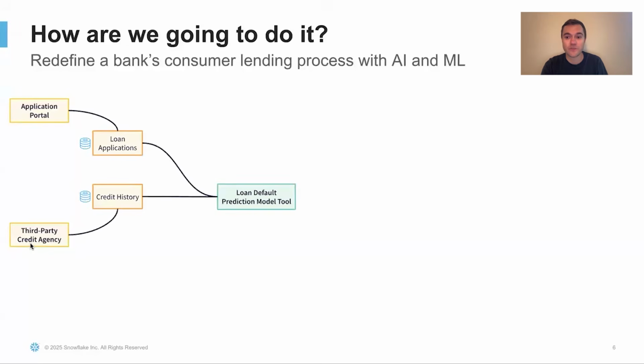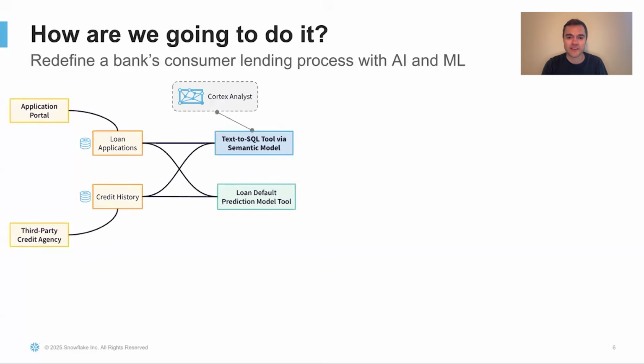Then we're going to train a machine learning model to predict loan defaults or not based on our past loan history at this bank. Then we're going to create an agent tool that does text to SQL, so like data retrieval, data lookup. And this is going to use Cortex Analyst behind the scenes. That's Snowflake's text to SQL service.